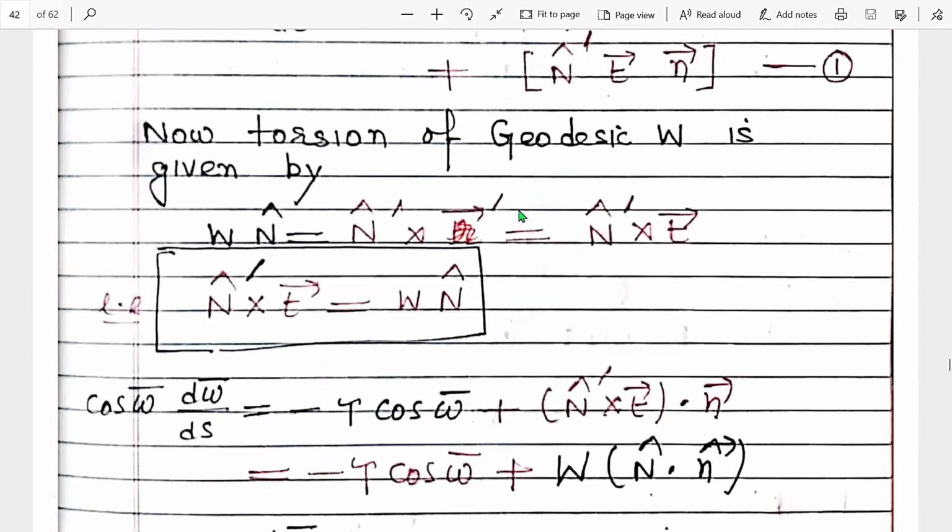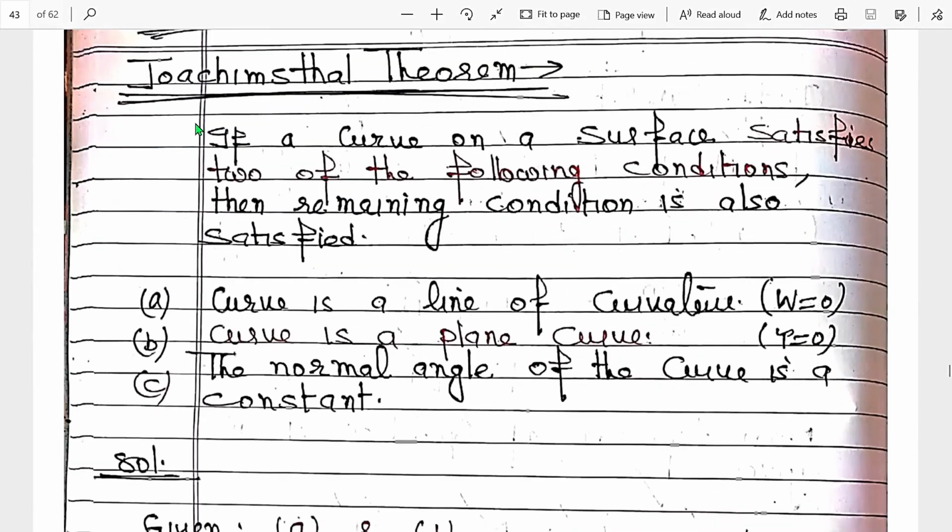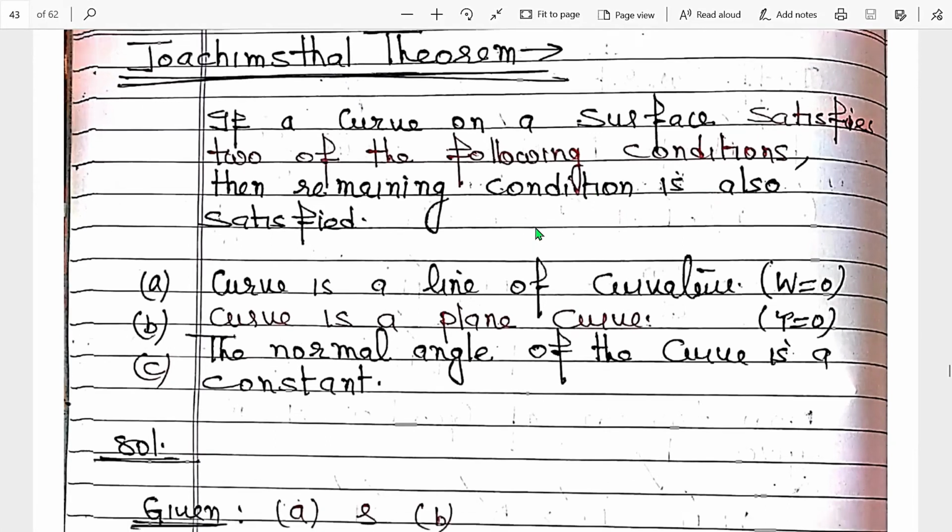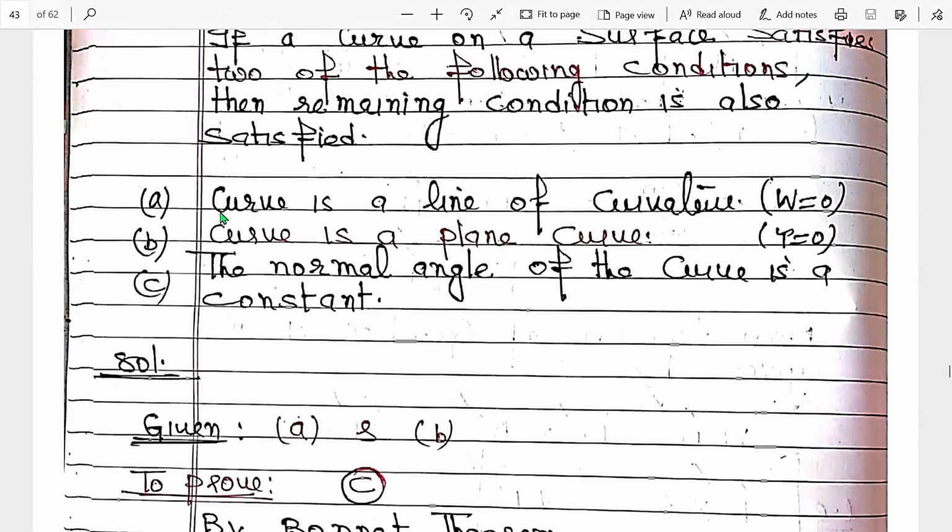Now, the statement of the next theorem is again a very important result. If a curve on a surface satisfies two of the following conditions, then the remaining condition is also satisfied. So we have three conditions. Condition number one, the curve is a line of curvature. Condition number two, the curve is a plane curve, right?